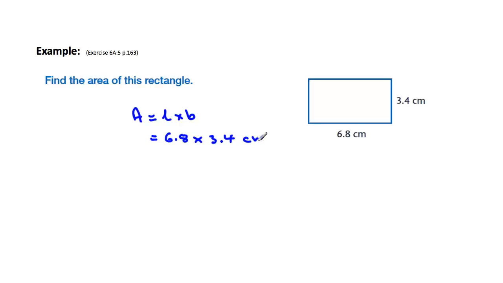Now remember, we're in centimetres squared now because it's centimetres times centimetres. It's area. And if I write this out, I get 23.12 centimetres squared. You can check this out with your calculator, but there's your method. Okay, so let's continue. We've just got a couple more to do.